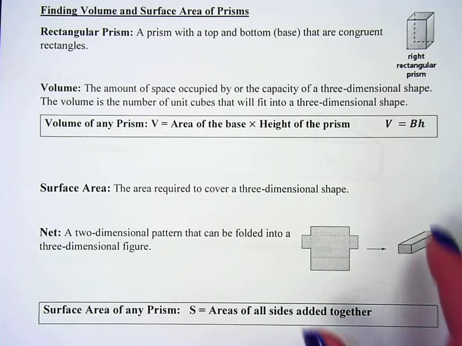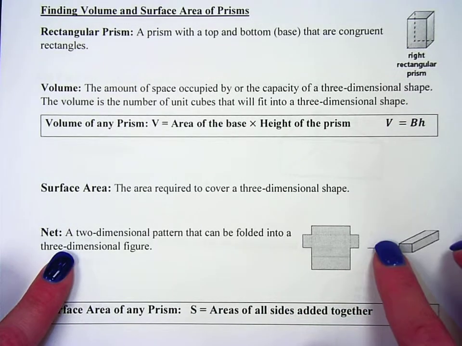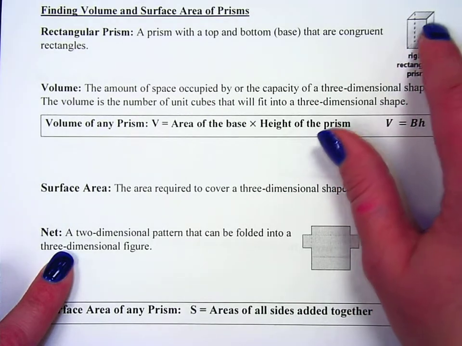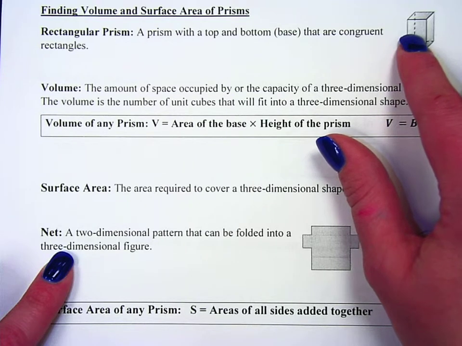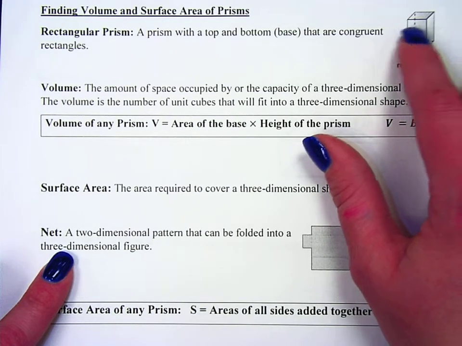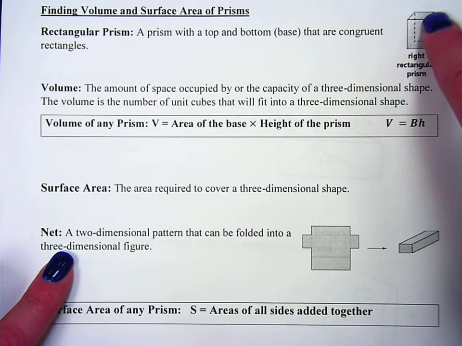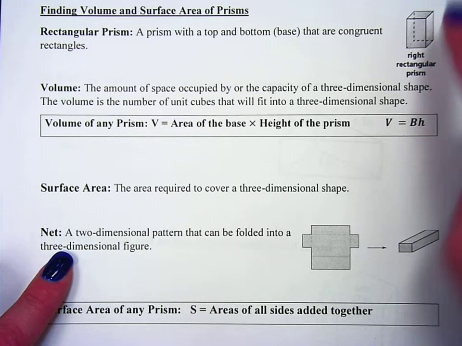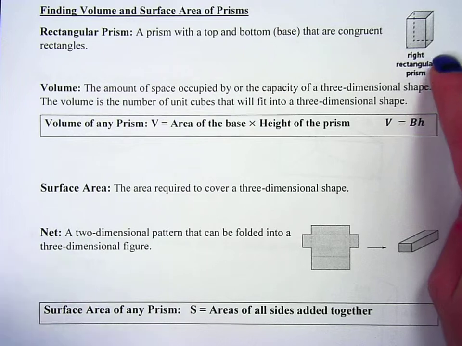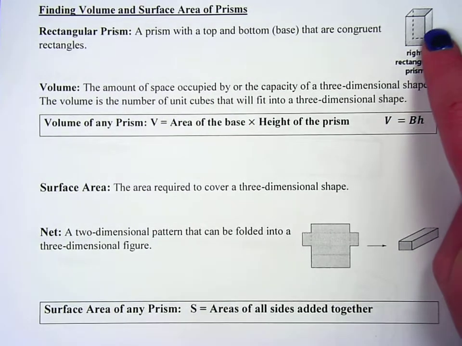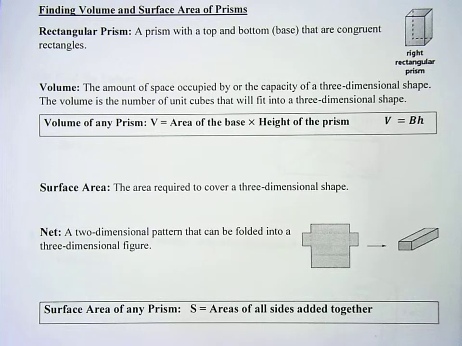When I go to try and find the volume and then the surface area, we need to know that these sides are rectangles that are the same, and then these sides also would be rectangles that are the same. Okay, so the top can change. This could be a triangle, a rectangle, a square, based on what they call it. But if it's a prism, we know that there's an assumption that these are rectangles that are the same.